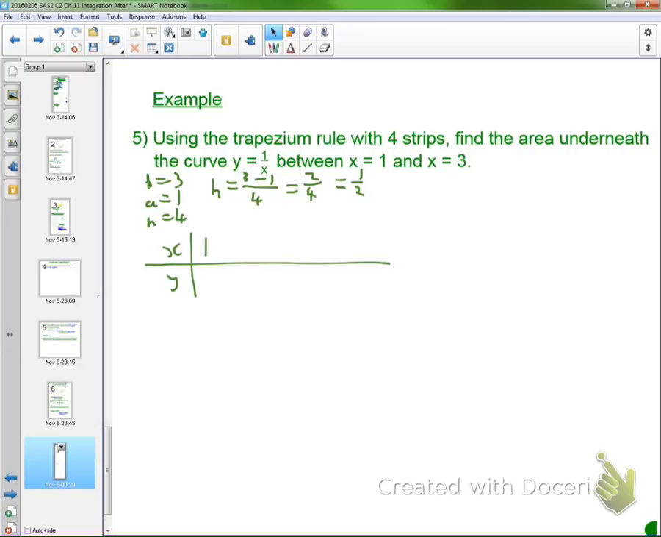So our first x value is going to be 1, and then we add 1 lot of h, so we get 1.5. We add a second lot of h, we get 2. We add another lot of h, we get 2.5. We add another lot of h, and we get 3. And then we've hit our upper limit. So then, finding our y values, we have 1 over 1 will give us 1. 1 over 1.5 is 1 over 3 over 2, which will give us 2/3. We have 1 over 2, which will give us a half. We have 1 over 2.5, so that's 1 over 5 over 2, which gives us 2 over 5. And then we have 1 over 3, which is a third.